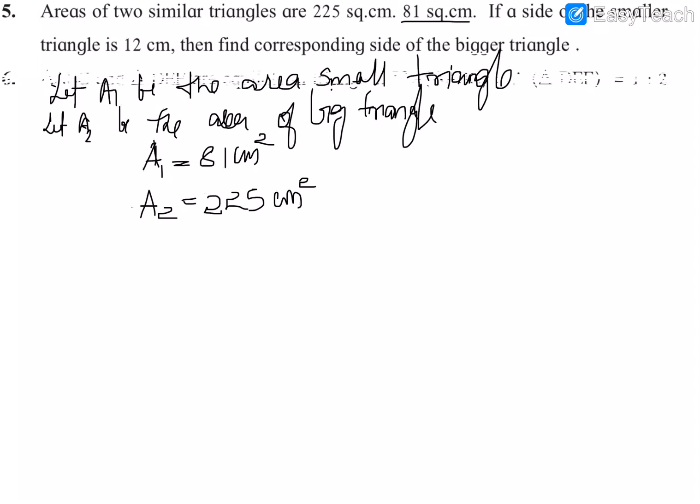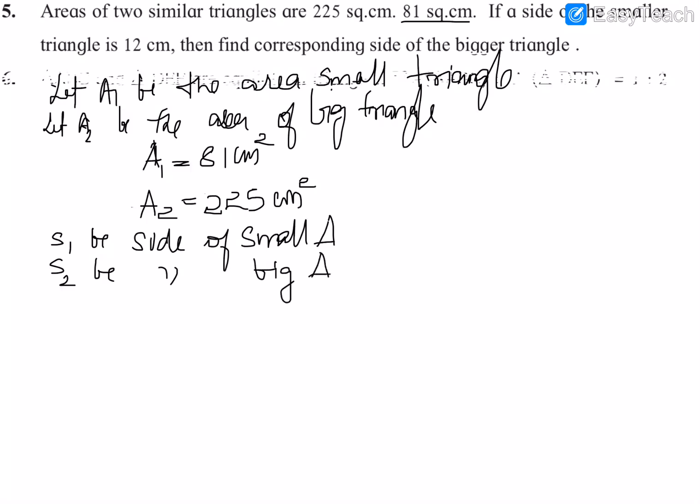Now a side of the smaller triangle is 12 centimeters. So let S1 be the side of the small triangle and S2 be the side of the big triangle. S1 is given as 12 centimeters. We need to find S2, the corresponding side of the big triangle.